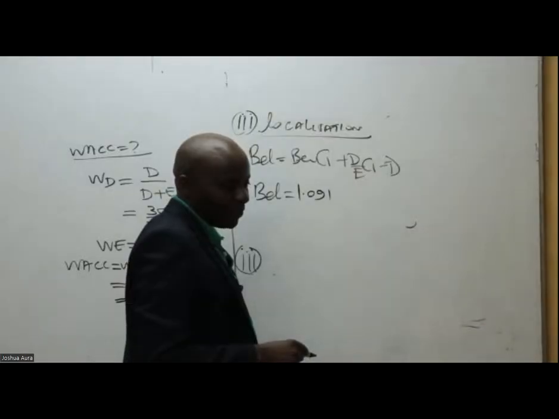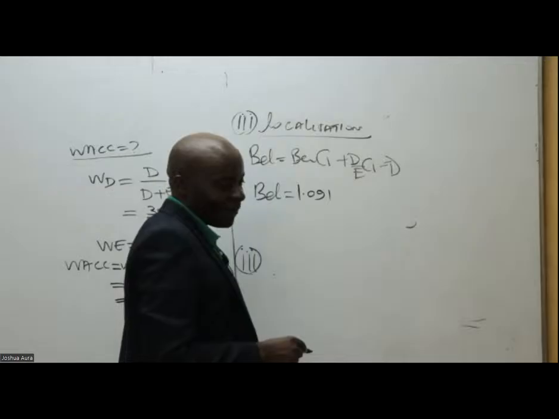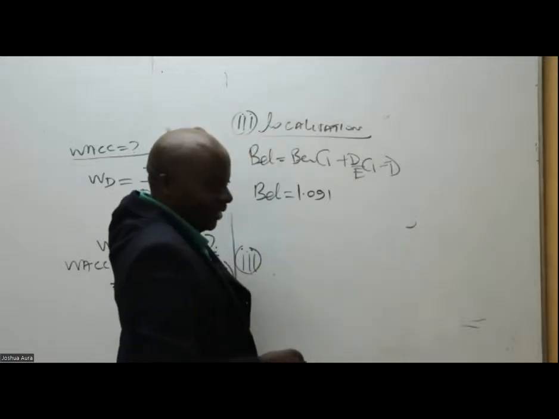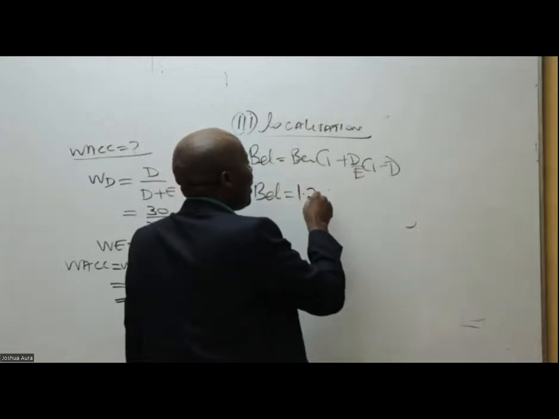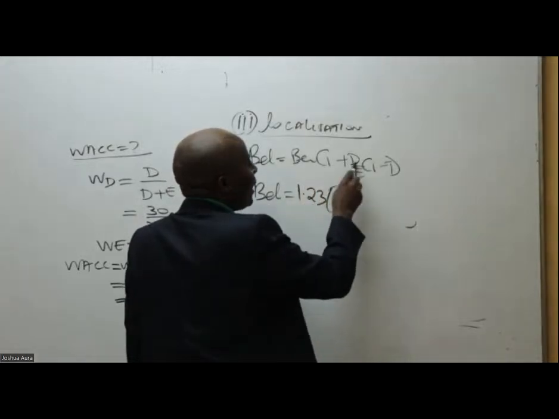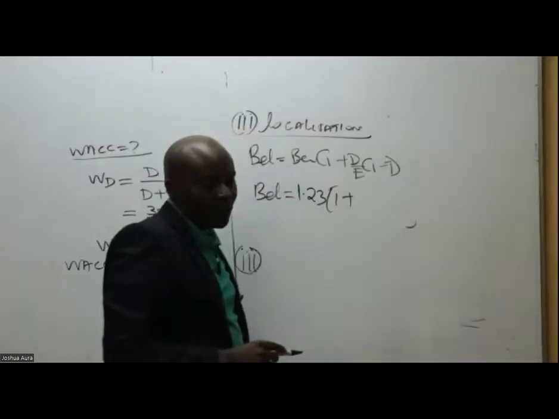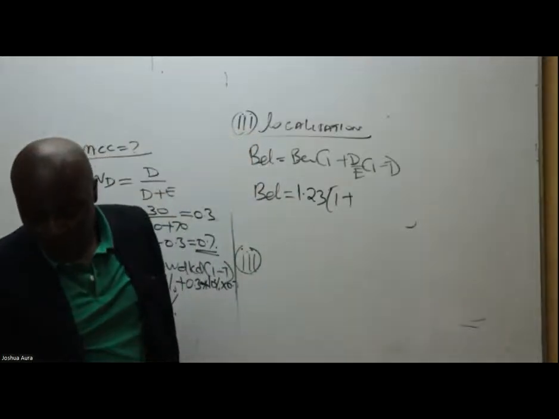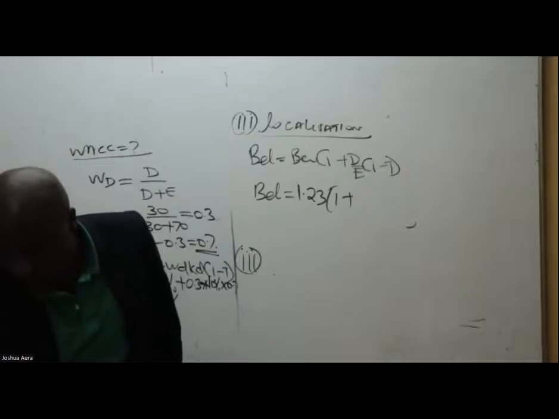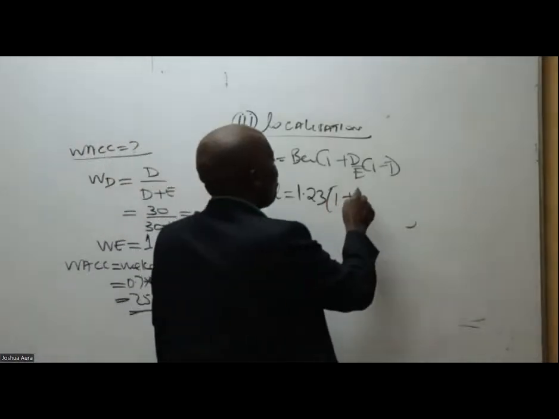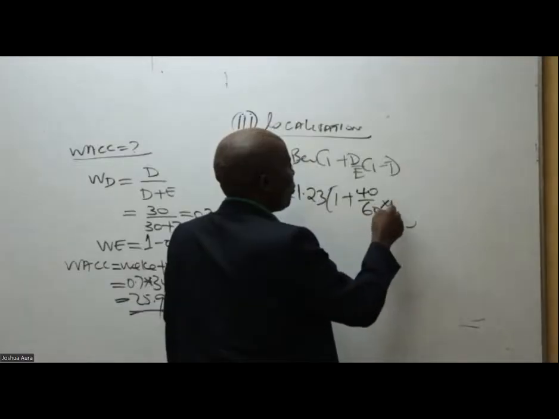What is our BEL? Somebody. The one that we got up there was 1.23 into 1 plus debt over equity. They have given us the debt percentage. These guys have given us the debt percentage as 40, 60. So plus 40 over 60 times 0.7.